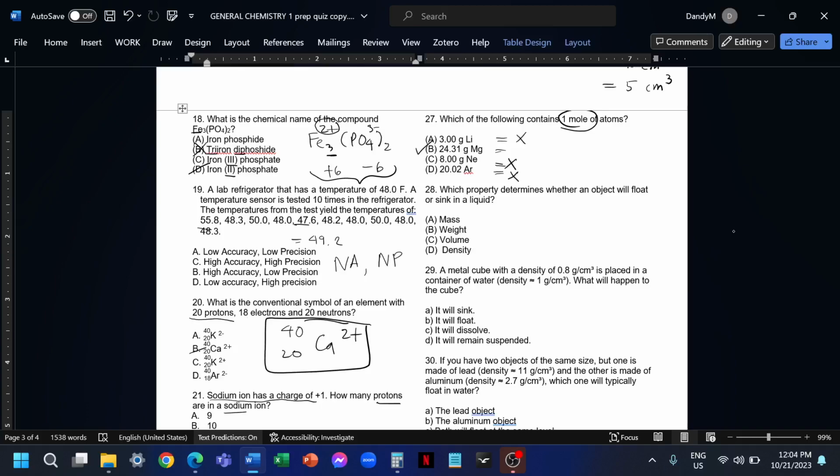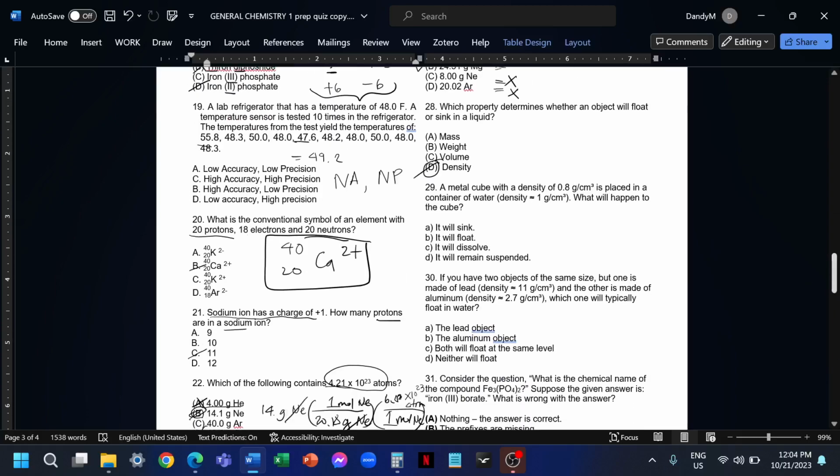Next, 28. Which property determines whether an object will float or sink in a liquid? Again, that depends on the density of the given. Next, a metal cube with a density of 0.8 grams per cubic centimeter is placed in a container of water which has a density of 1 gram per cubic centimeter. What will happen to the cube? So in this case, the object is less dense compared to water because again, water has a density of about 1 gram, and the density of the object is less than 1 gram. So this will just float above the water.